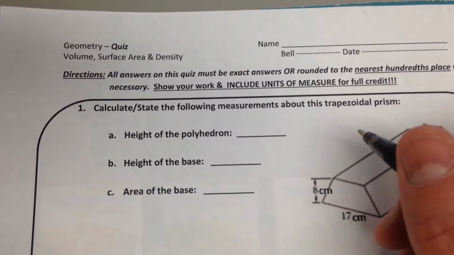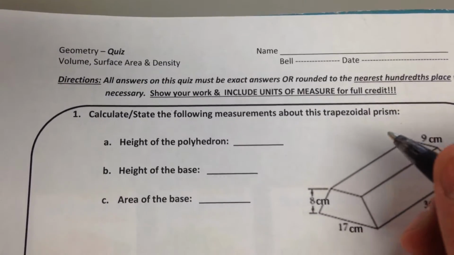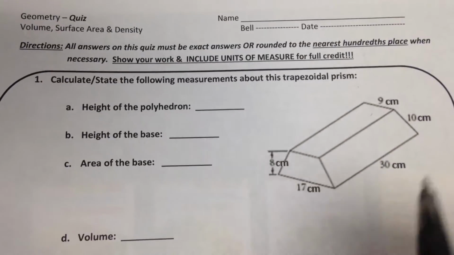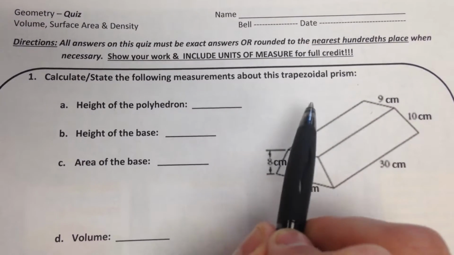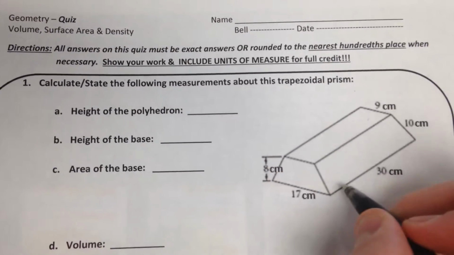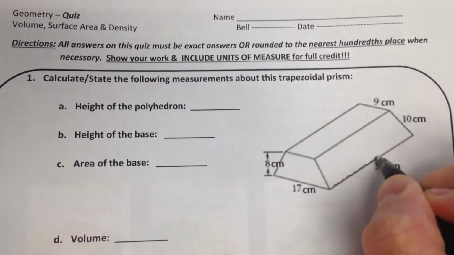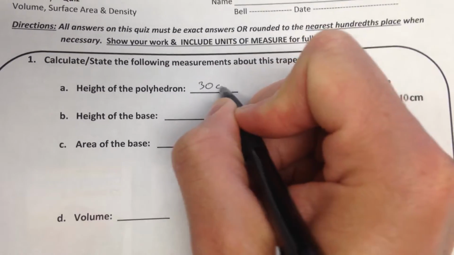These are the quiz corrections for our volume, surface area, and density quiz. So first question says, calculate and state the following measurements about this trapezoidal prism. 1A, height of the polyhedron. The height of the polyhedron is the perpendicular measurement between the bases. So this is 30 centimeters.